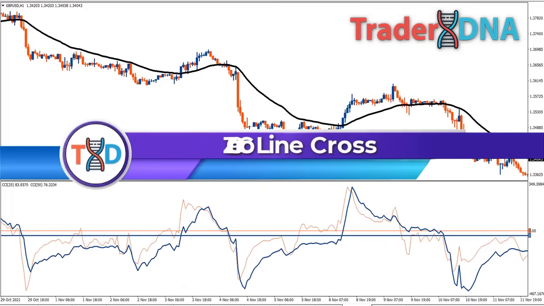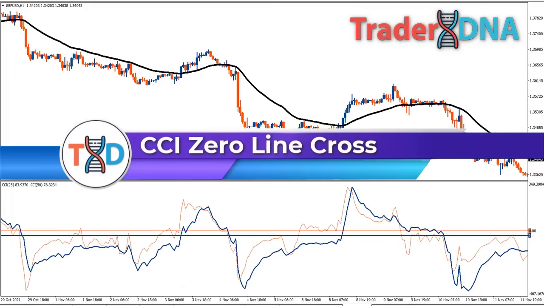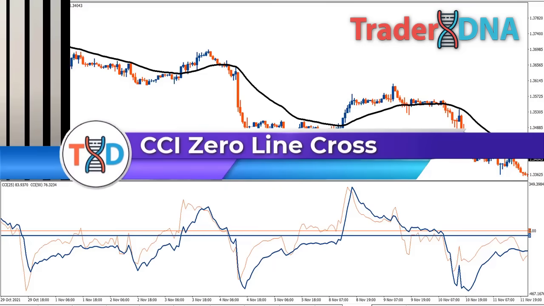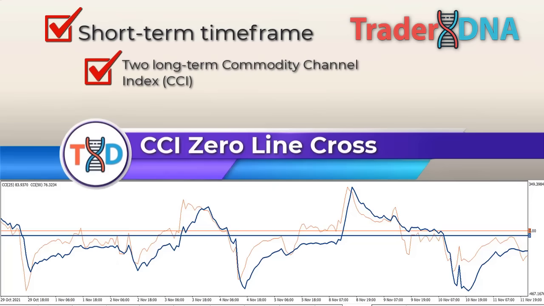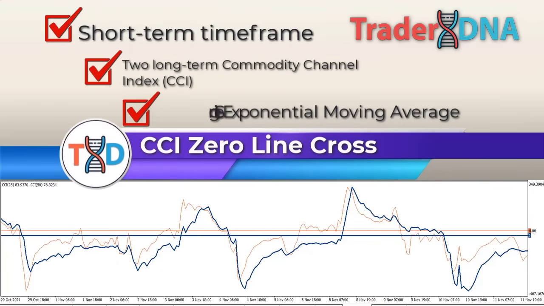The CCI zero line is a trading strategy that uses the charting of the trading price of an asset to determine the entry point. The strategy uses a short-term time frame, with two long-term commodity channel index, or CCI, and a single exponential moving average.